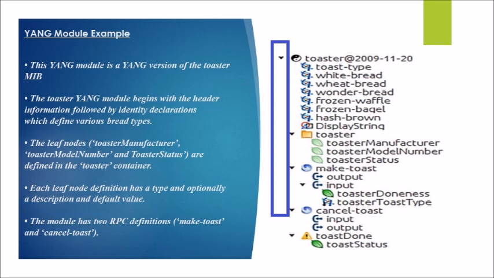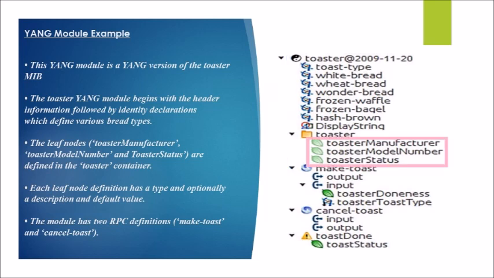Okay, so once you define this identity, then you go to the second, the leaf node, branch node. This is called toaster, and inside this you have the leaf nodes: toaster manufacturer, toaster model number, and toaster status. So these leaves are compulsory. These things are optional. If you want to toast a white bread, then you can click the second button. But in the toaster, the manufacturer, model number and status are compulsory. Always it has to show.